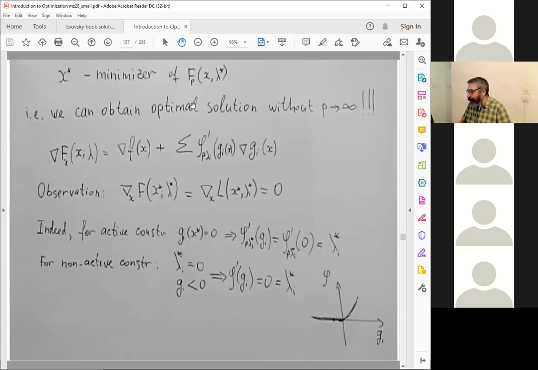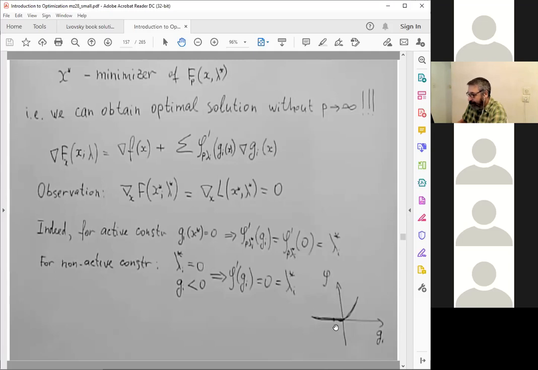if you are in the optimal point, yes? If you achieved X star and consider what is the gradient of augmented Lagrangian, you can show that the augmented Lagrangian gradient is zero and it's equivalent to the KKT condition. It means that slopes of this penalty multiplier function are the same as optimal Lagrange multipliers, yes?